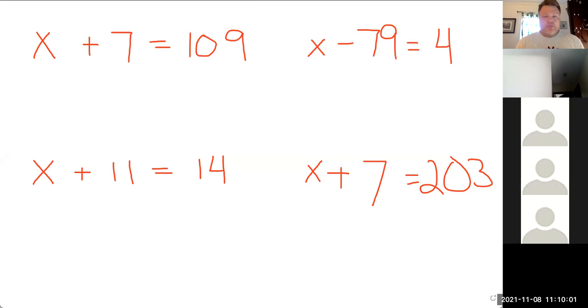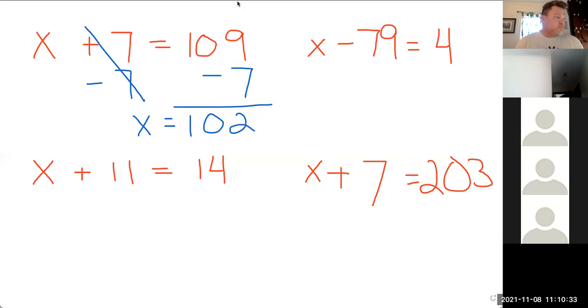Okay, so here's some practice ones. If you want to copy them down, if you're watching the video, pause it and try these out on your own, and you will be a master of one-step algebra. Okay, now that's with one example. Pause this and give it a shot.